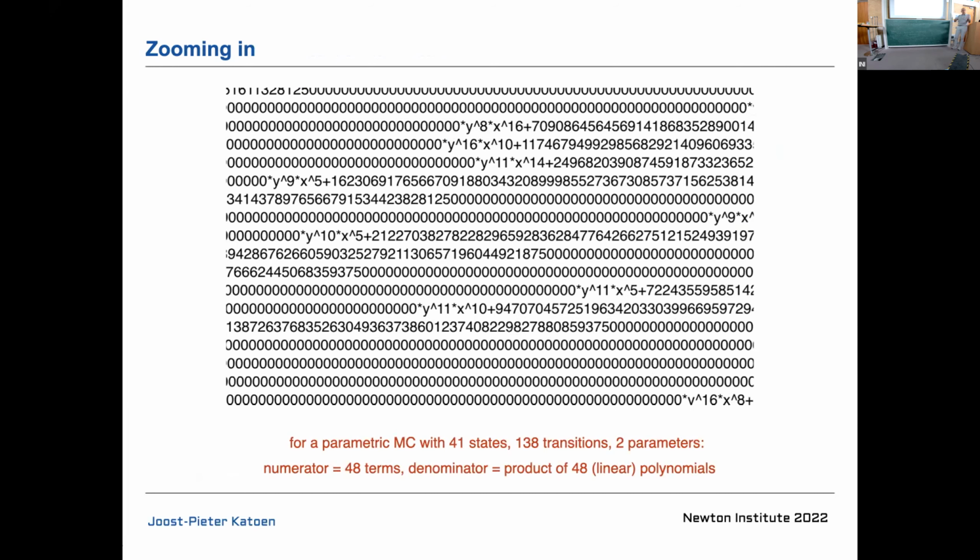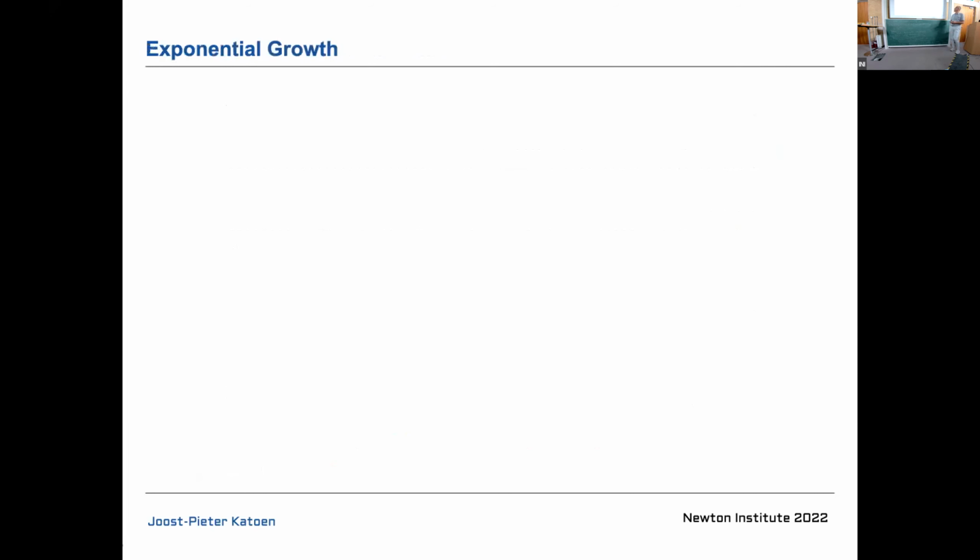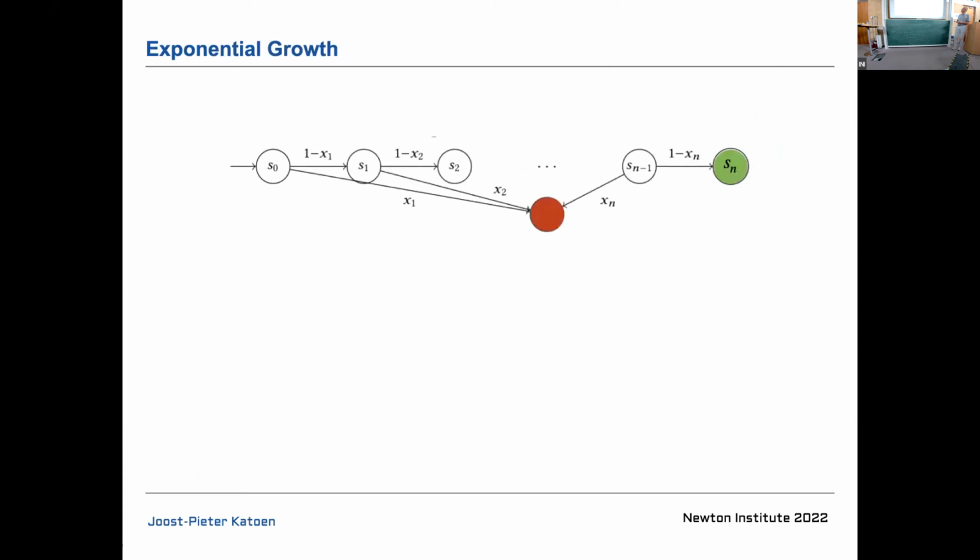So can we say something about the size of this polynomial? Yes, you can get an exponential growth, and you can see this by means of this gadget. I want to reach the green state. At every stage you go with probability 1 minus x1 to the next step, and then you are still on the way to the green state. But there is also an option at every stage to opt out and immediately go to the red state. From the red state, you will not be able to reach the green state.